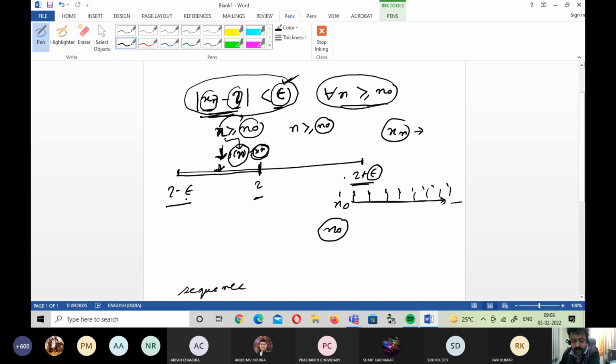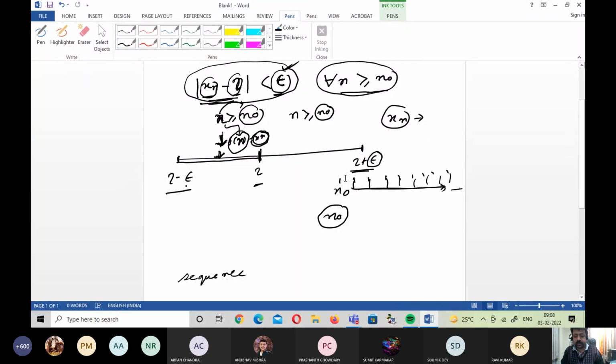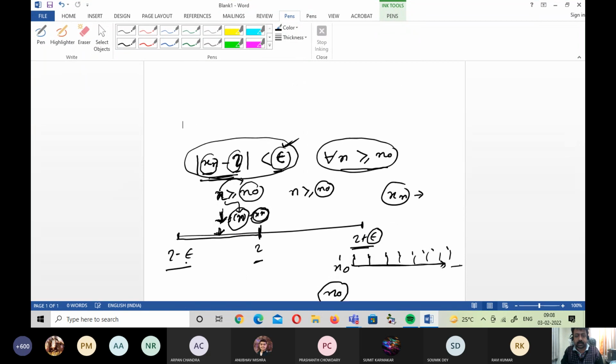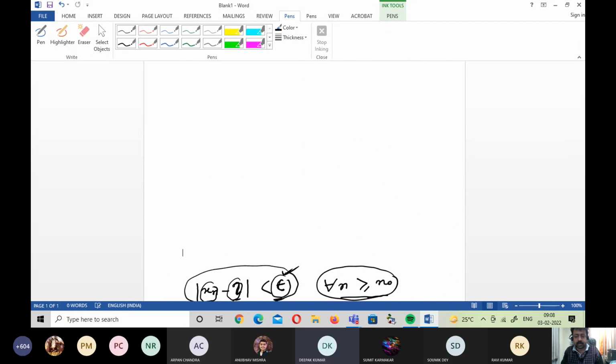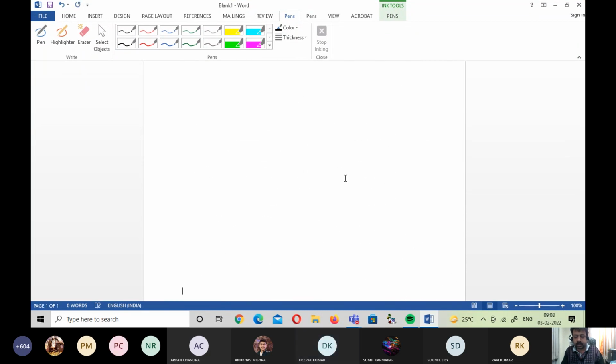Okay, now you have to go through some examples, then it will be clear to you. Sir, please move the slide. Sir, can you show the convergent slide?